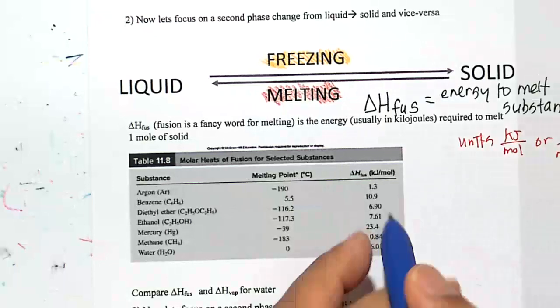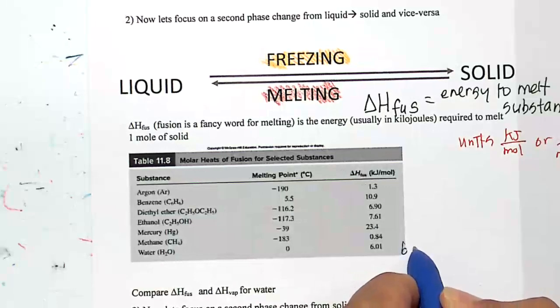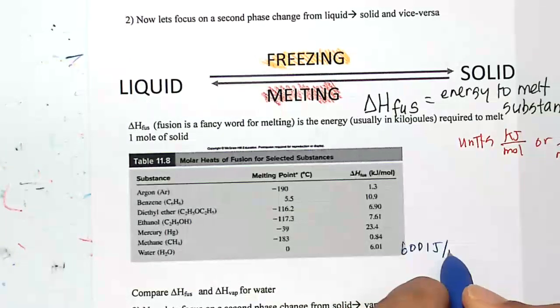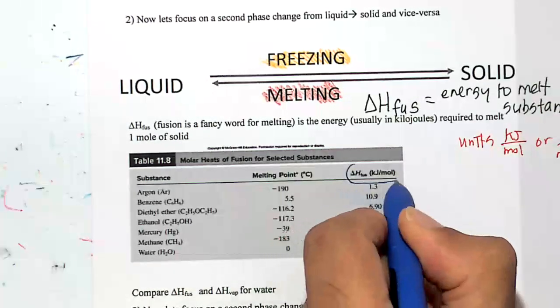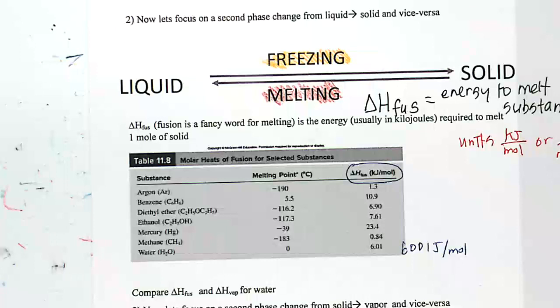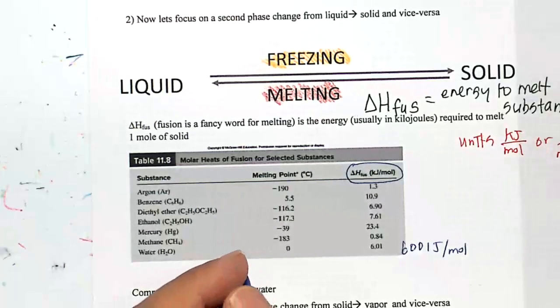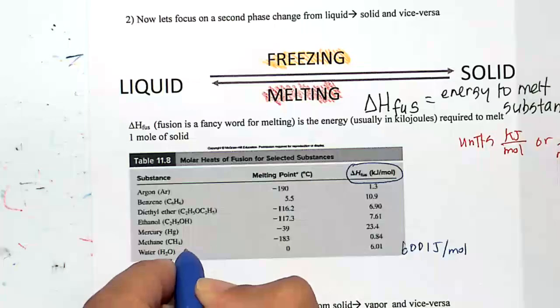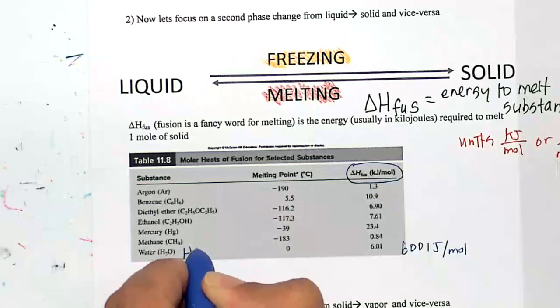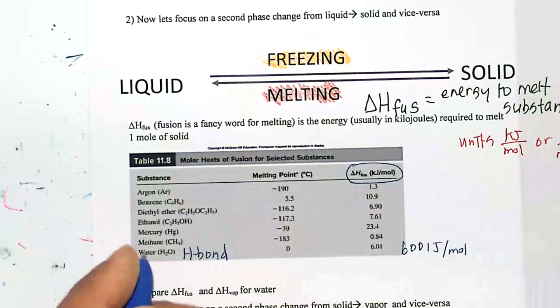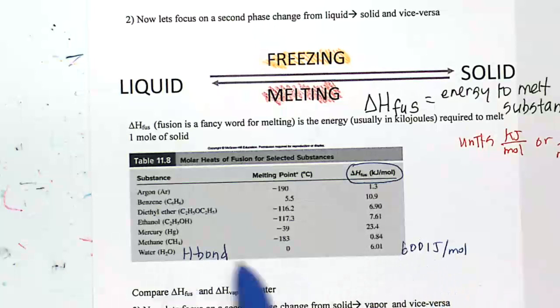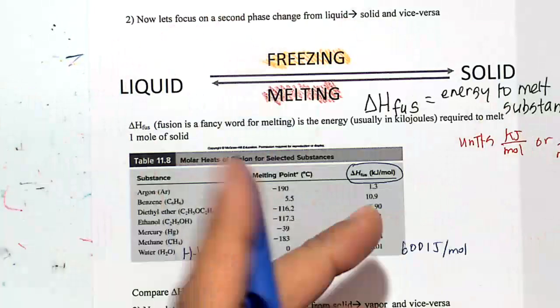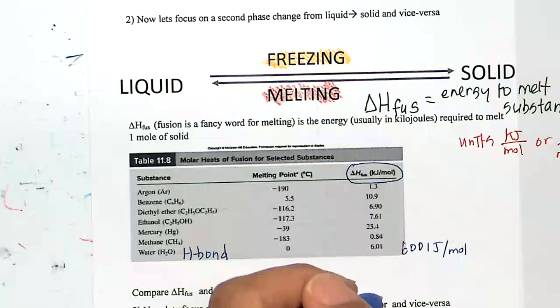All right, so water: 6,000 or so, 6,001, I guess, joules per mole, which is the same as about 6 kilojoules per mole. What do you think this 6,000 joules is doing when you melt water? What is it trying to get rid of? What is it trying to melt? Hydrogen bonds. So all of this melting energy is used to break up the hydrogen bonds.